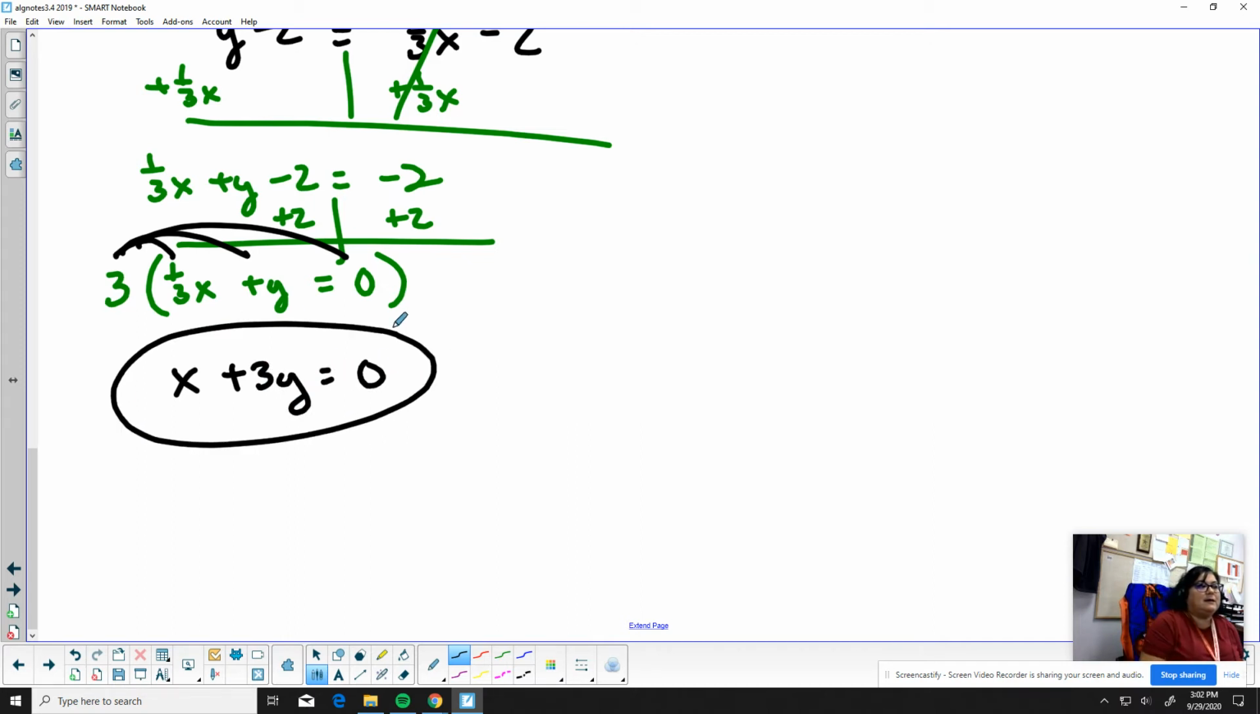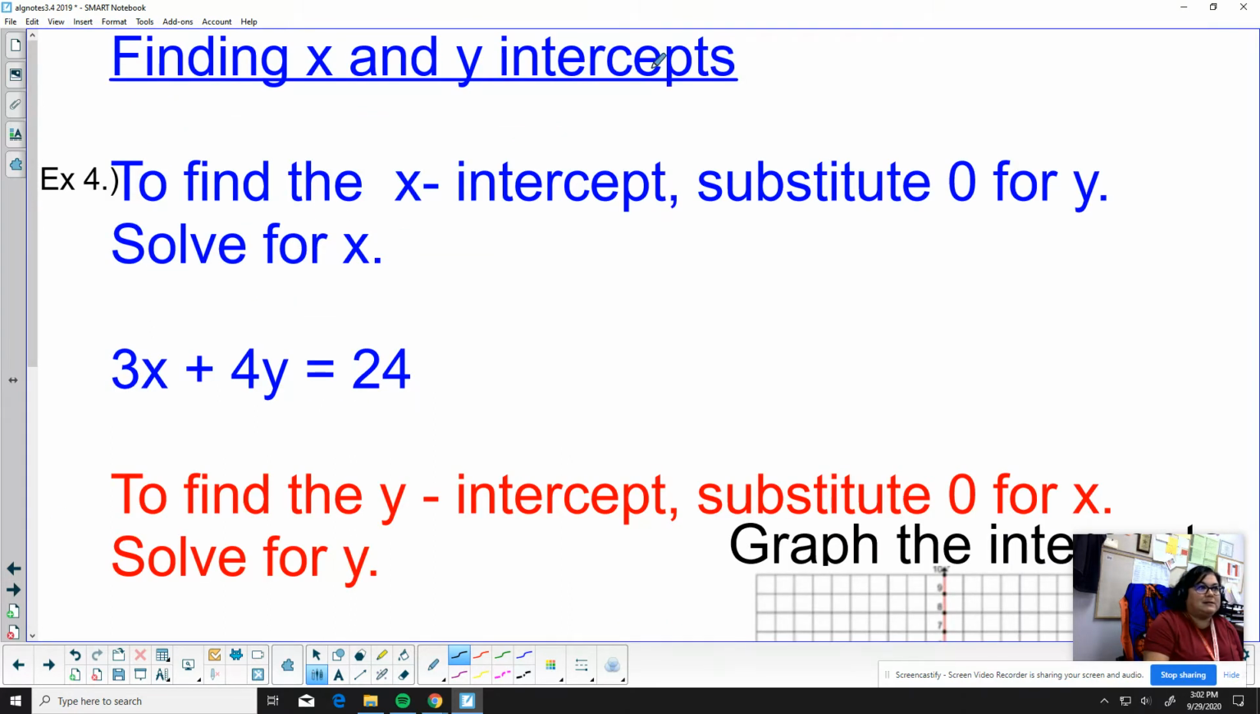A, B, and C are all real numbers. A is a positive integer because it's a 1. And A and B both can't be 0, and neither of them are. Notice C is fine being 0. Okay? All right, finding x and y intercepts.